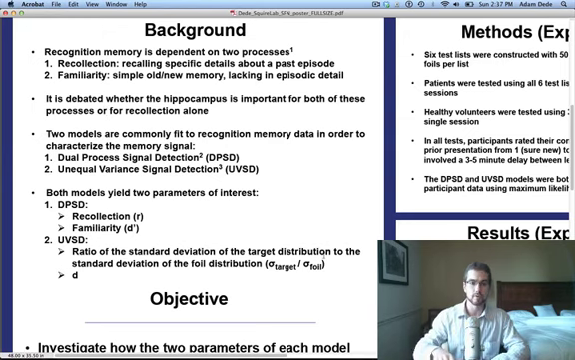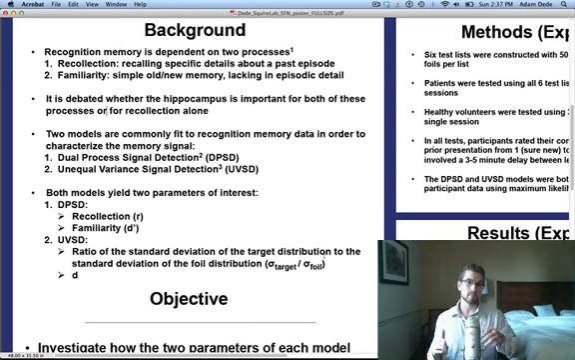But in the current research, we were just trying to set aside the relative merits of the models and try and talk about whether these models seem to suggest that the hippocampus serves a general role in recognition memory, or whether it serves a specific role in recognition memory.